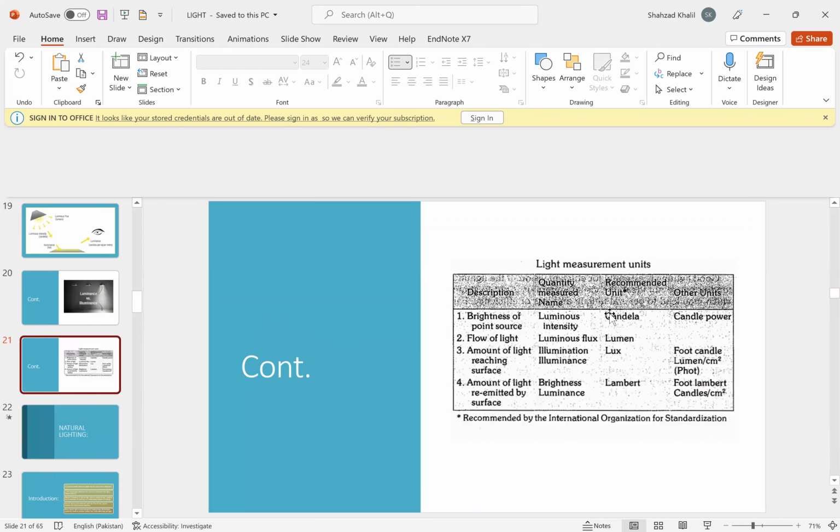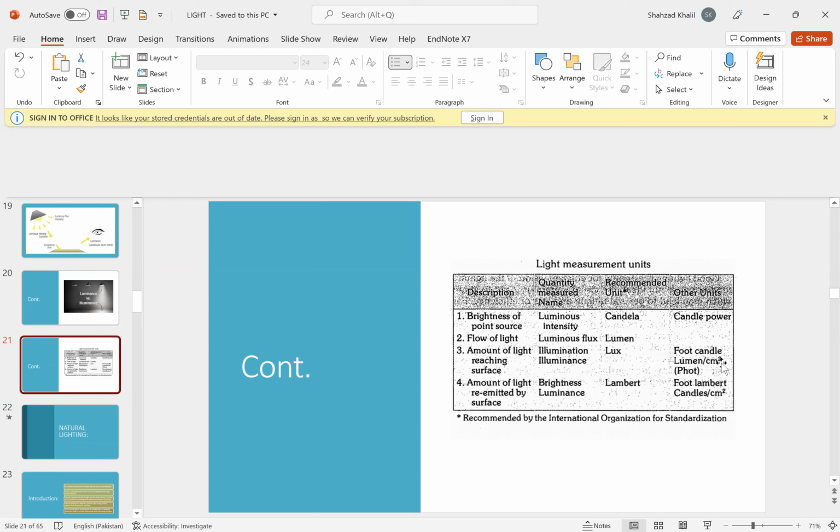So light measurement units are description, quantity, measured names, recommended unit, and other units. For the brightness of a point source, which is the luminous intensity, the recommended unit is candela, or other is candle power. Then the flow of light is the luminous flux, and the recommended unit is lumen. Then the amount of light reaching a surface, which is illumination or luminance, and the recommended unit is lux.